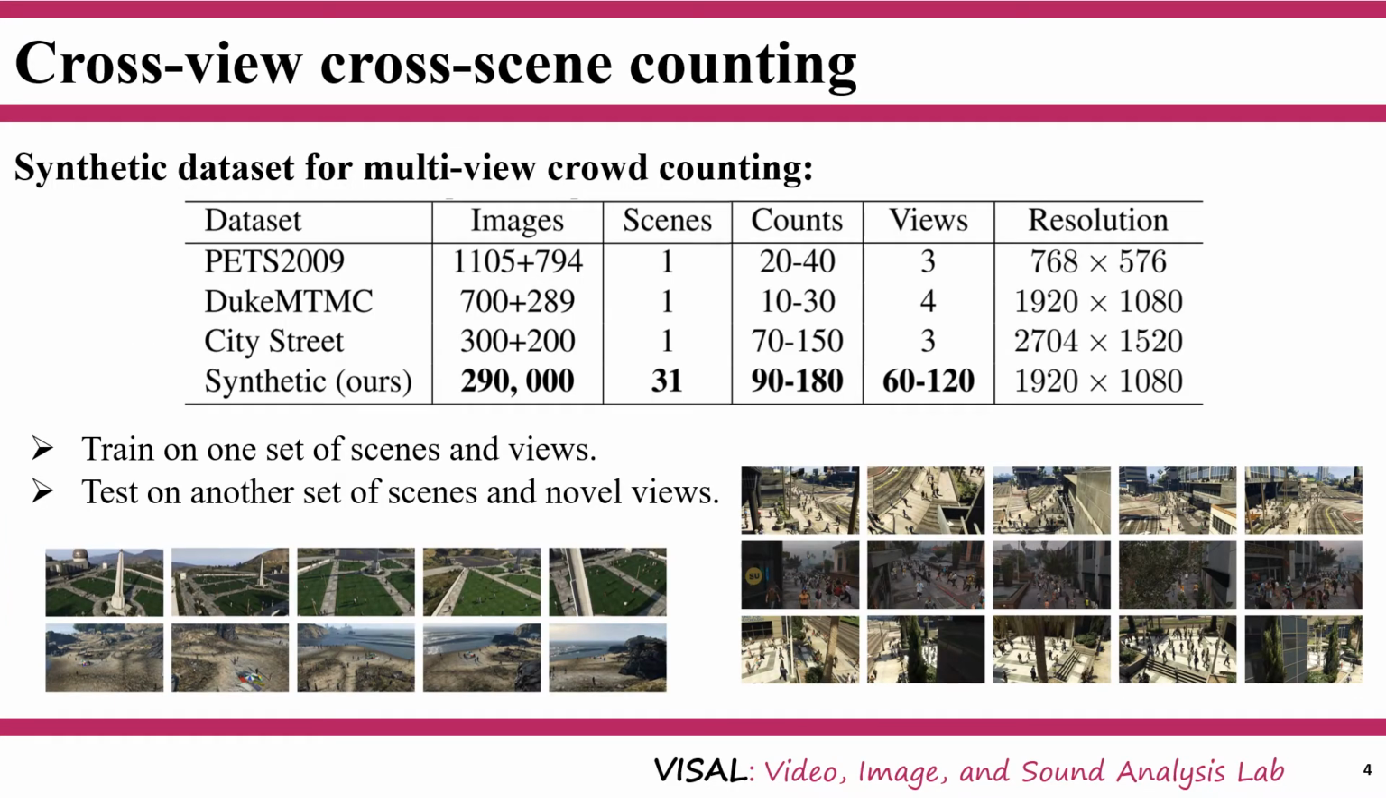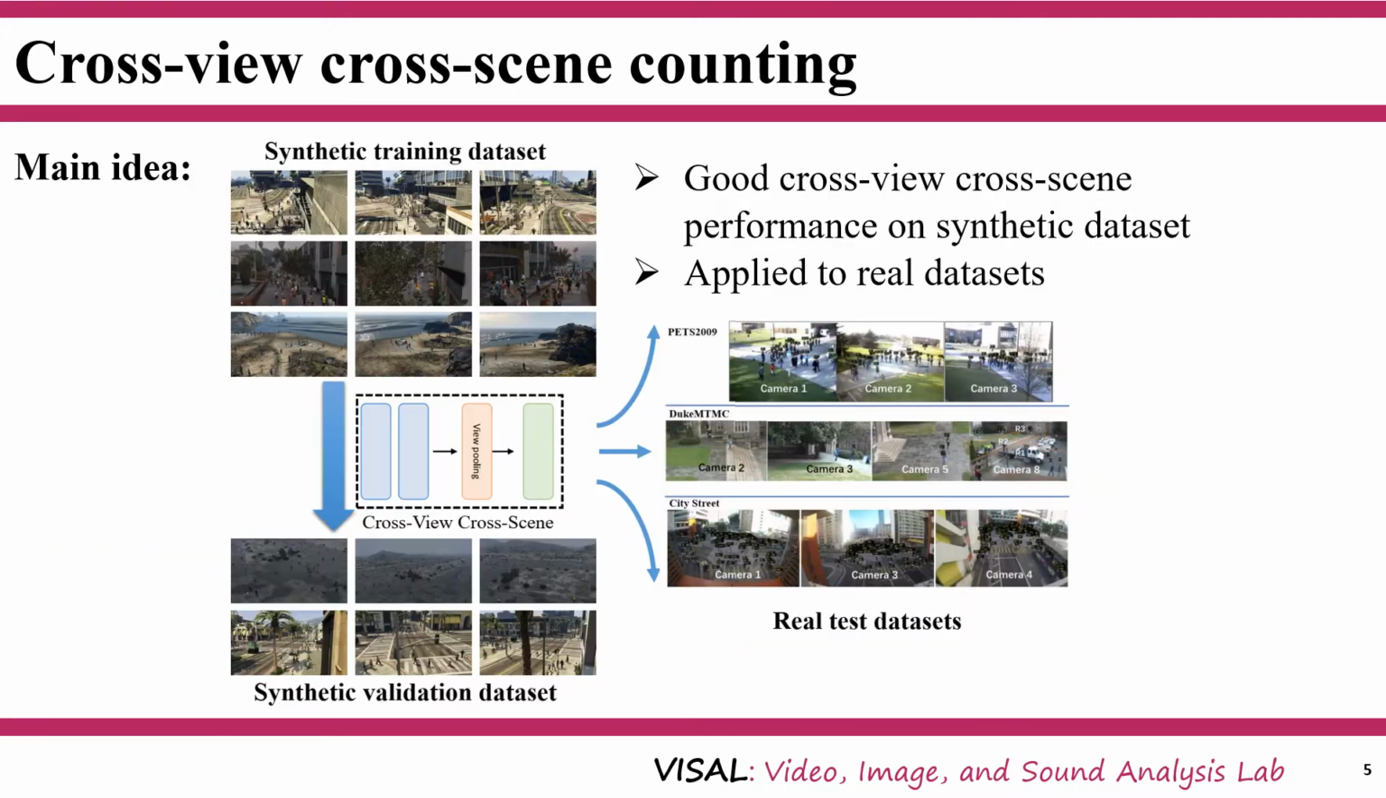Here are some examples of the proposed synthetic dataset. Compared to previous multi-field counting datasets, it outperforms them in terms of image scene, crowd count, and camera field numbers. The main idea of the paper is not only to achieve good cross-scene, cross-field performance on the synthetic dataset. We also hope the trained model can be applied to real datasets.